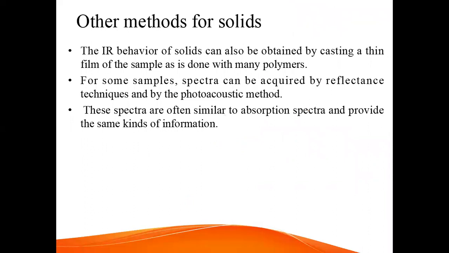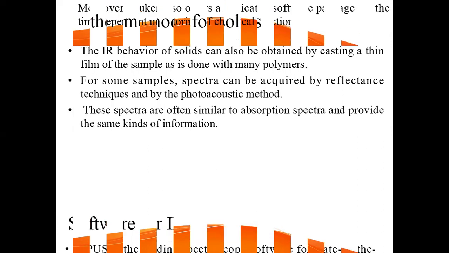Other methods for solids: the IR behavior of solids can also be obtained by casting a thin film of the sample, as is done with many polymers. For some samples, spectra can be acquired by reflectance techniques and by the photoacoustic method. These spectra are often similar to absorption spectra and provide the same kinds of information.